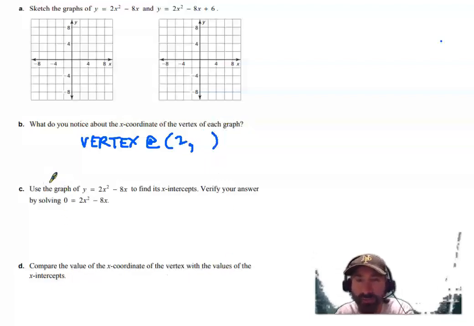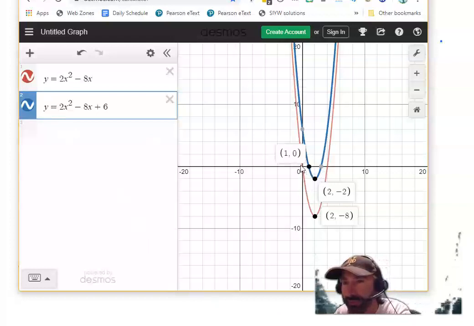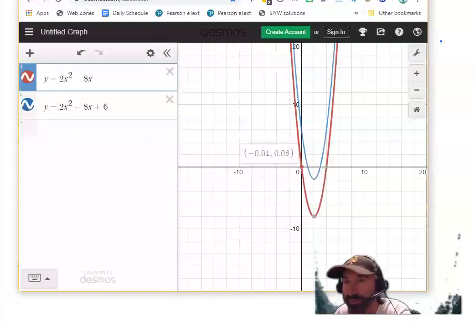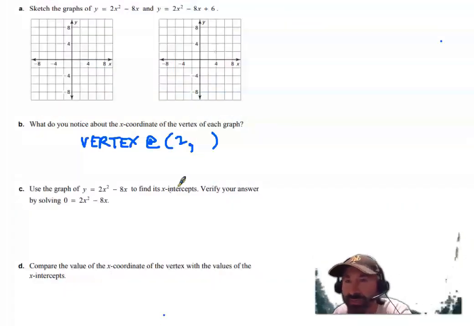Okay, next, use the graph of y equals 2x squared minus 8x to find its x-intercepts. Verify your answer by solving. So let's look at the graph and find the x-intercepts for this guy. In Desmos, y equals 2x squared minus 8x is the red one. The x-intercepts for the red one are going to be at x equals 0 and x equals 4. So let's go ahead and answer that question. The x-intercepts are at x equals 0, 4.